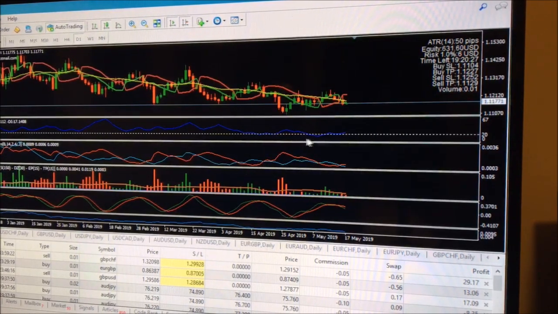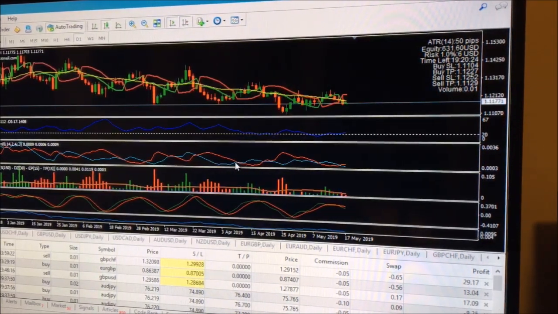So if I get a signal here to go short, and the red line here is above the blue line, then I can still go short. That is an indicator that just helps me make sure that I'm in the right trend.